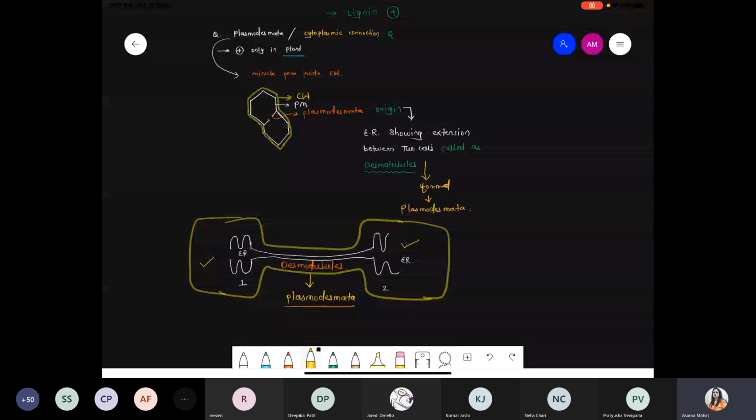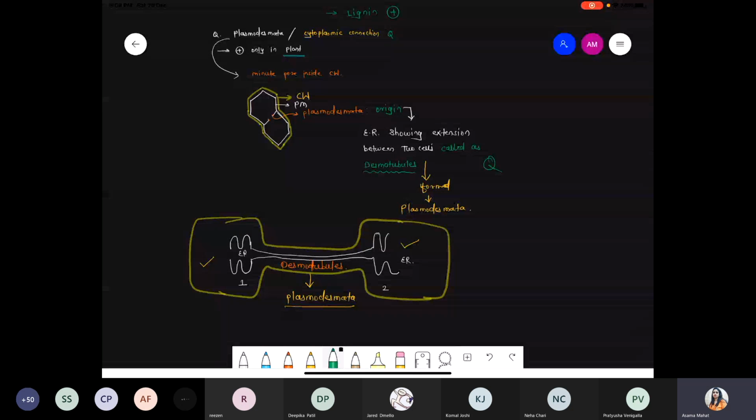And what is the meaning of desmotubules? The endoplasmic reticulum of the two cells show extensions, they join with each other, and such a long ER extension is simply called the desmotubules. Okay, so we discussed a simple question, and we'll discuss one hard question also.